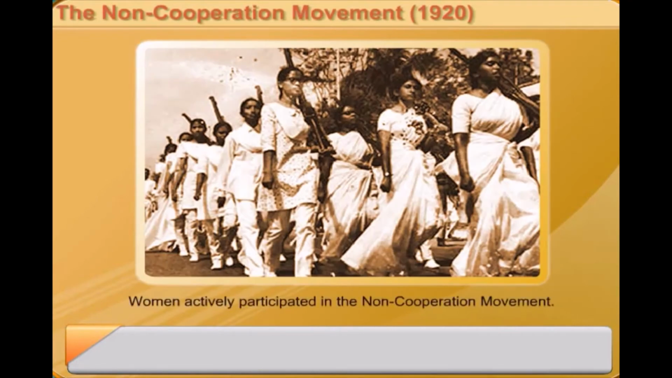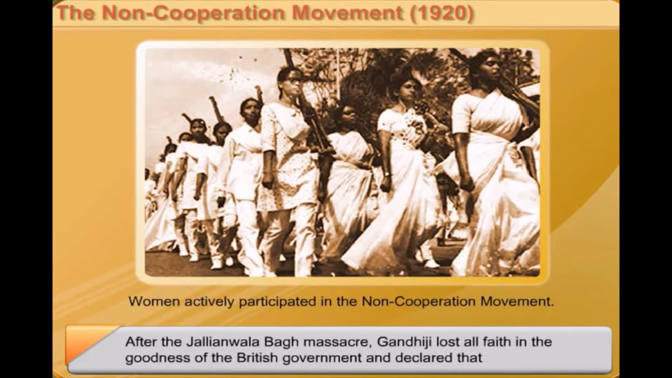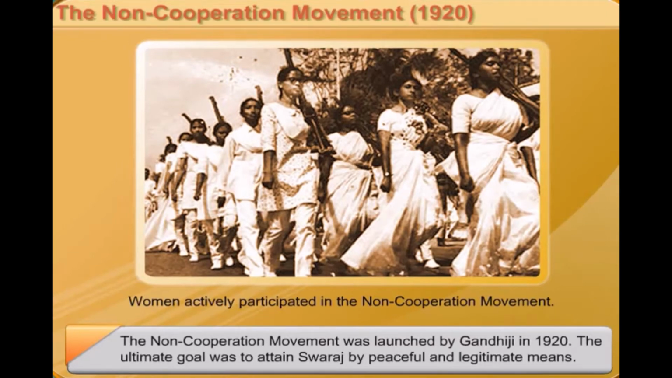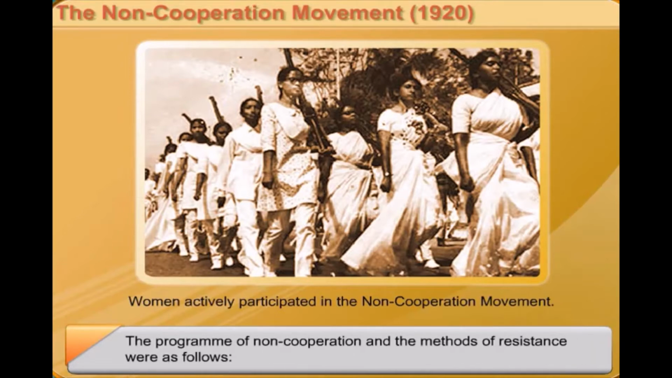The Non-Cooperation Movement, 1920. After the Jallianwala Bagh massacre, Gandhiji lost all faith in the goodness of the British government and declared that it would be a sin to cooperate with the government. The Non-Cooperation Movement was launched by Gandhiji in 1920. The ultimate goal was to attain Swaraj by peaceful and legitimate means. The program of non-cooperation and the methods of resistance were as follows.